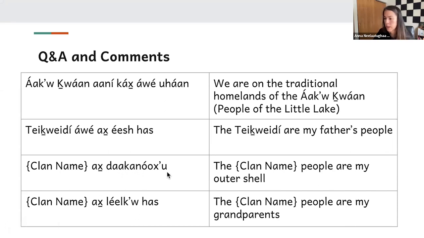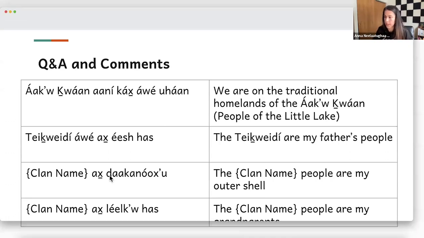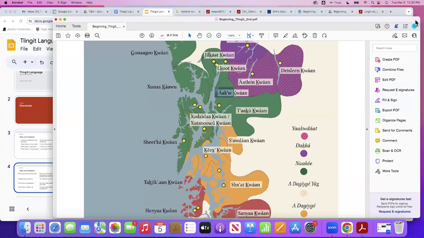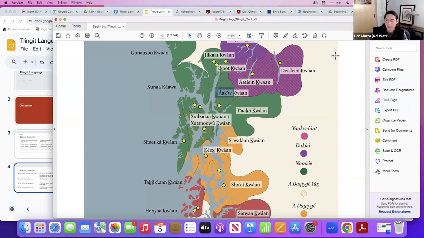Dakanuku means outer shell, and it's a kinship term that's related to one of your grandparents on one of your parents' side, which we can look up if anybody wants to know. I don't know it offhand. Let's take you there because now I'm curious. I think it's grandmother's father. Okay, thank you. Paternal grandmother's father, on your mother's side, okay.